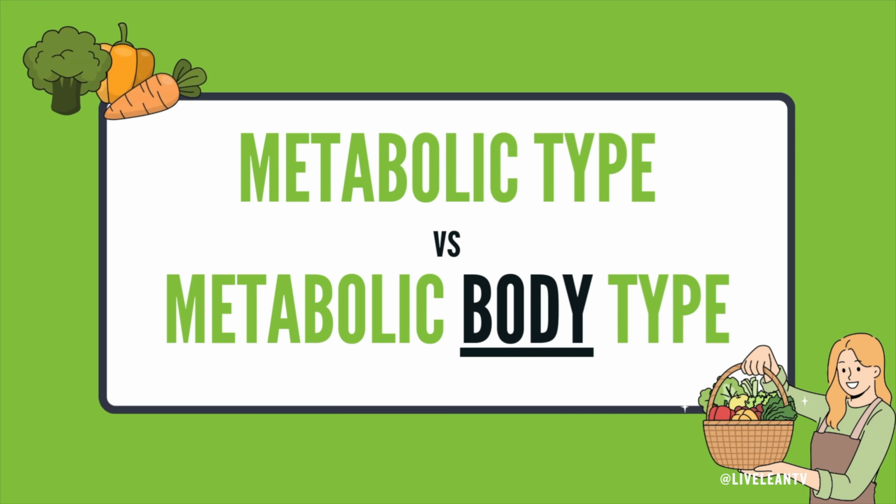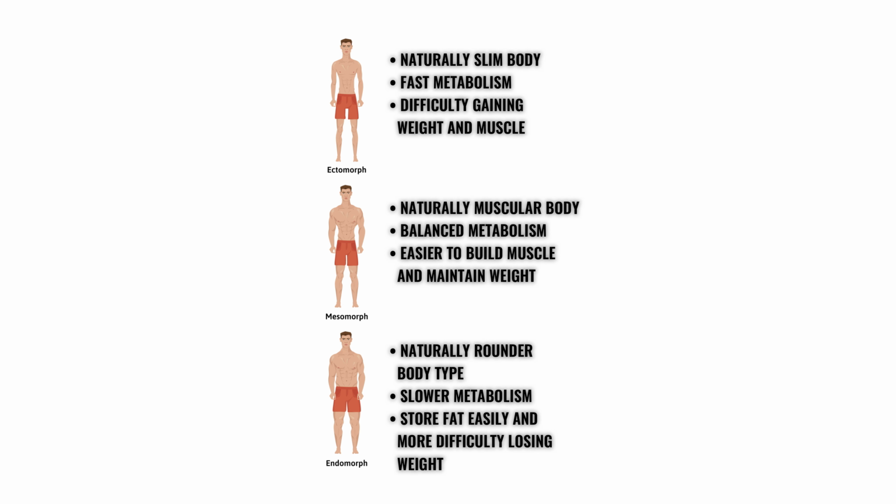Metabolic type versus metabolic body type. So when talking about metabolic type, it's often confused with metabolic body types. So here's the difference. Metabolic typing categorizes people based on how their bodies process nutrients. Now, metabolic body types categorizes people's natural physical tendencies, including the three somatotypes. So as you can see on the screen, I'll share what each somatotype, ectomorph, mesomorph, and endomorph mean. So for this video, we are focusing on metabolic typing based on how your bodies process nutrients.